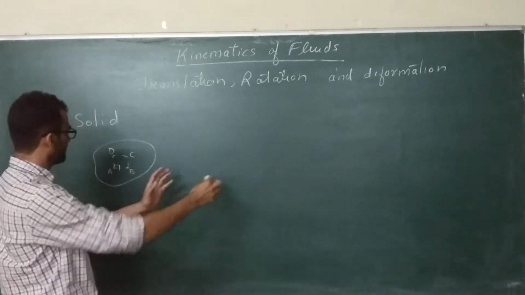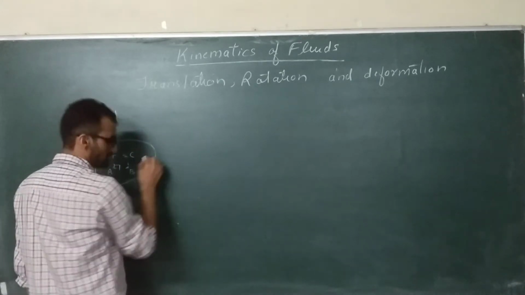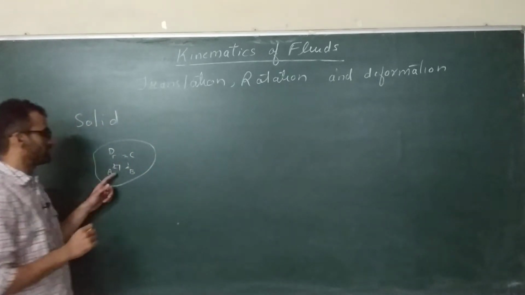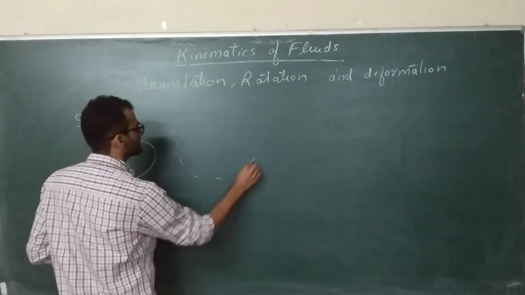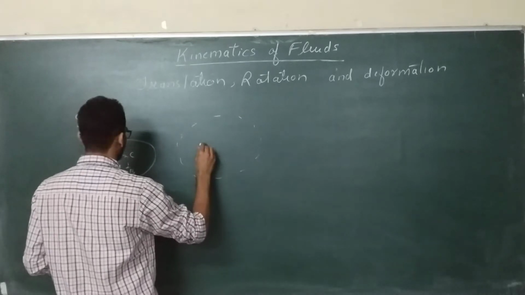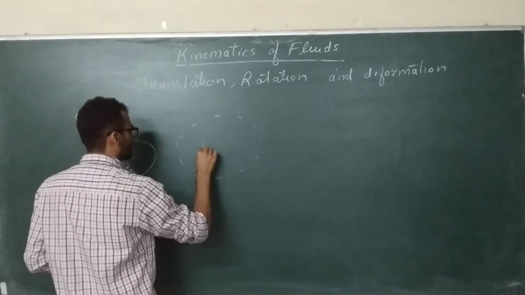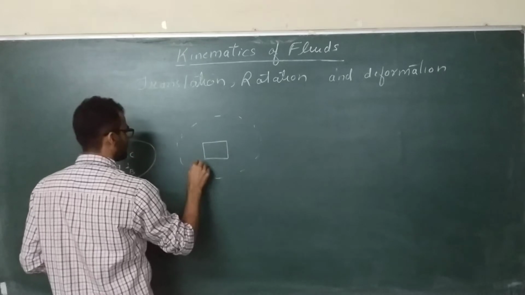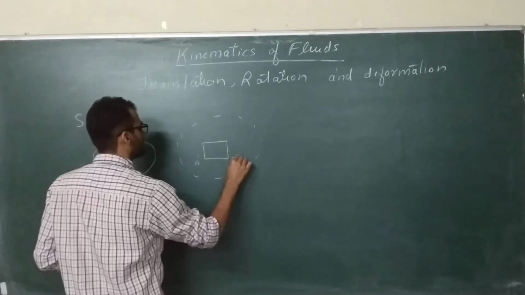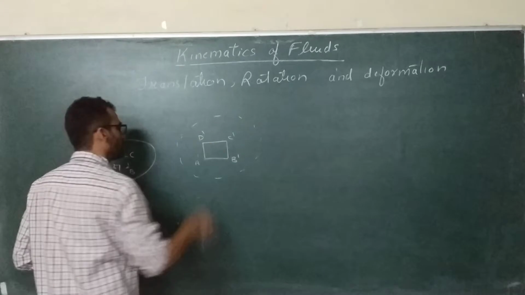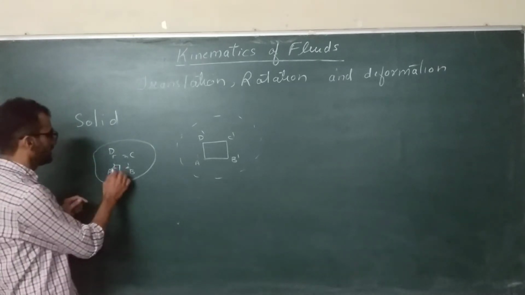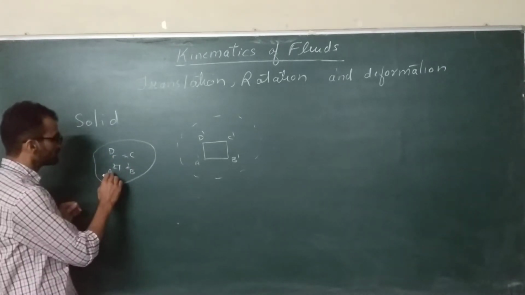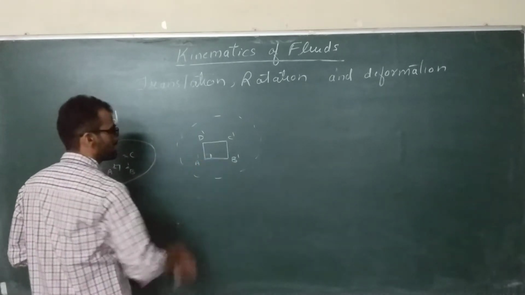Of course it will translate, but during the translation, if you observe the position of these 4 points after some time, suppose this is that body, you will get A dash, B dash, C dash and D dash. What you will observe is that there is no relative displacement between the 4 points. So the included angle, this angle, will not change.